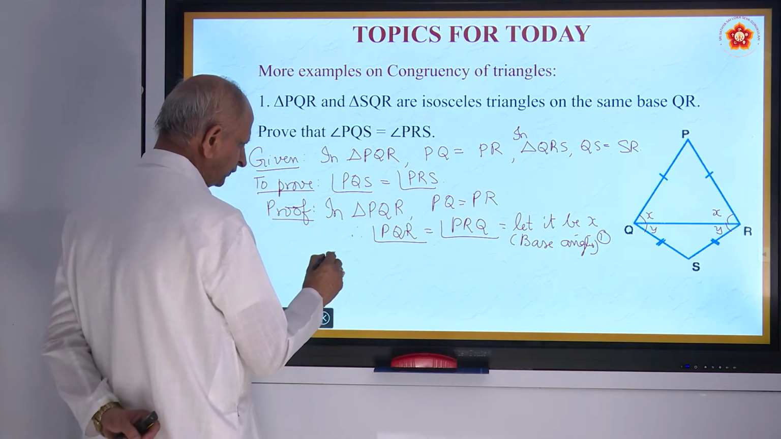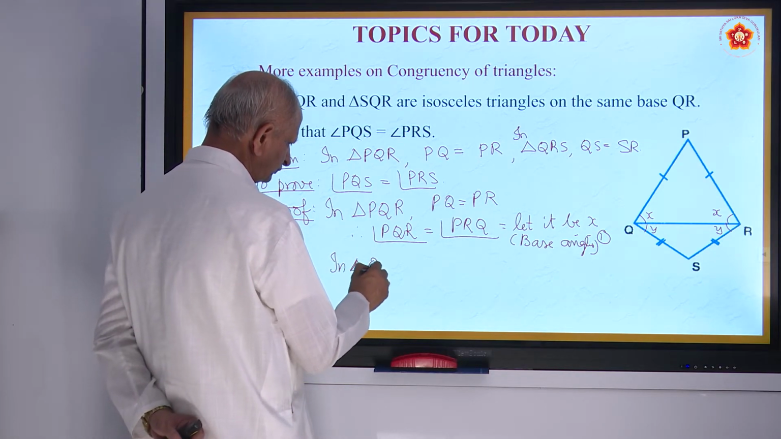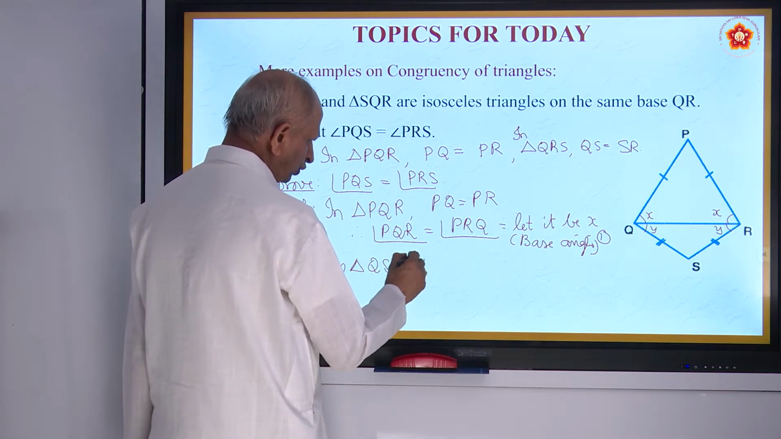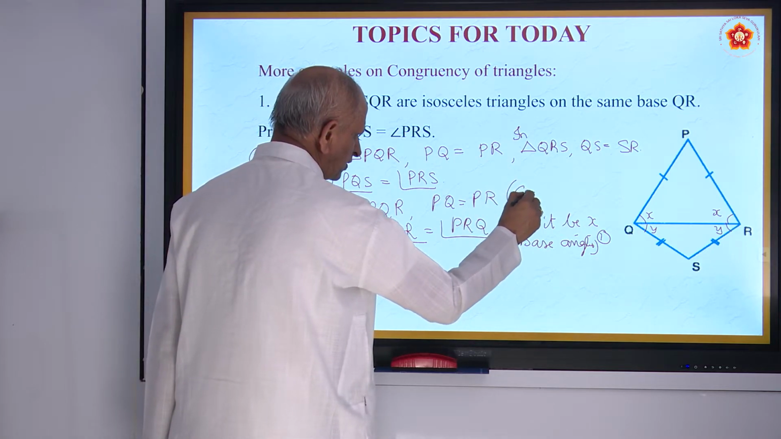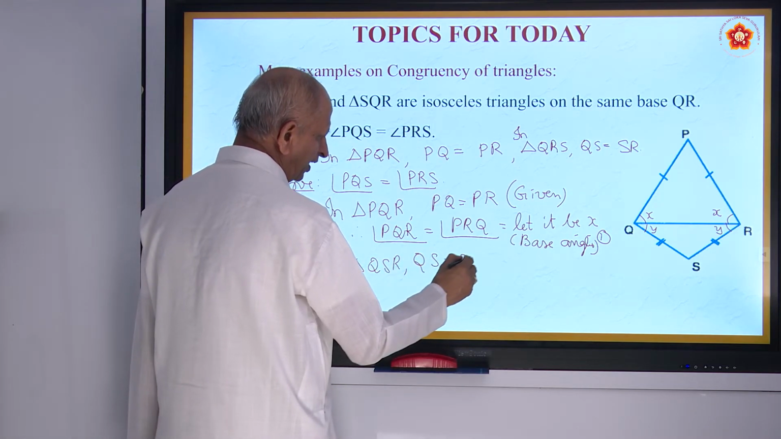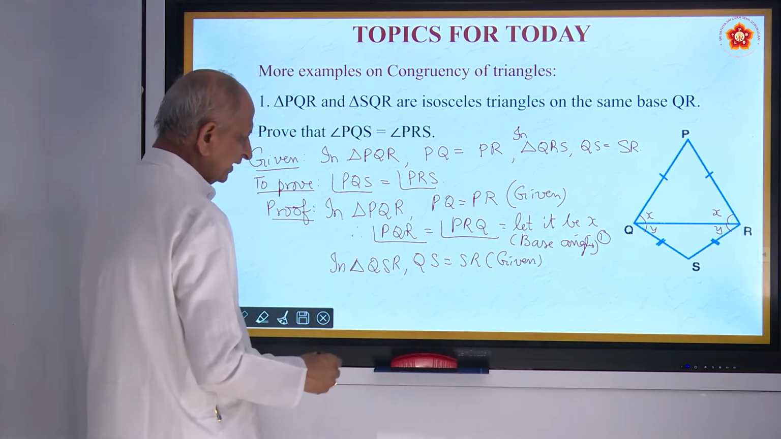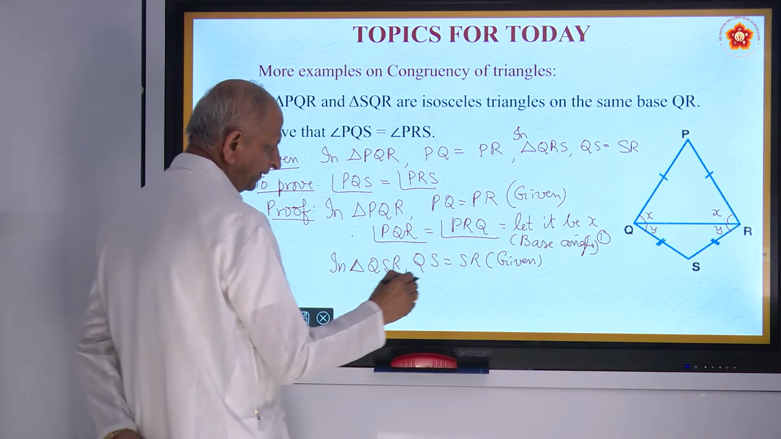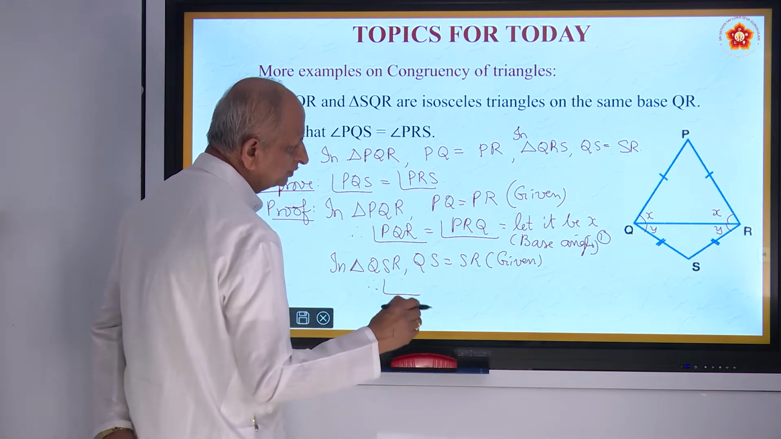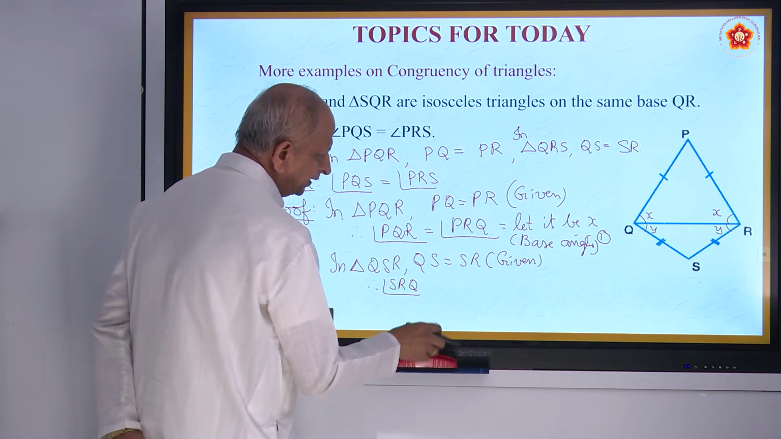Similarly, in triangle QSR, QS is equal to SR, given. So base angles will be equal. What are the base angles? Therefore, base angles are SQR.